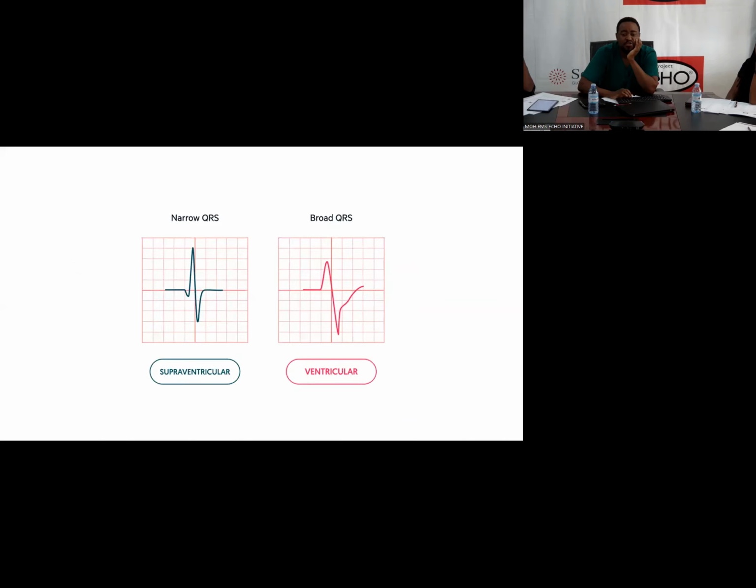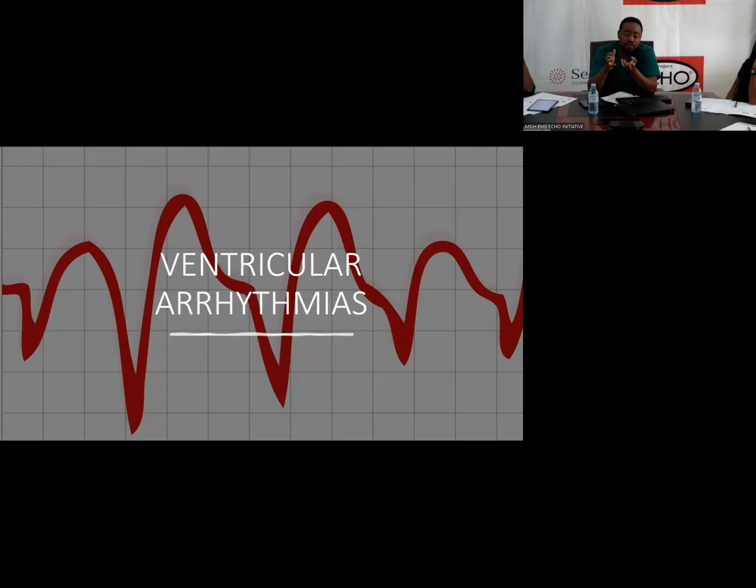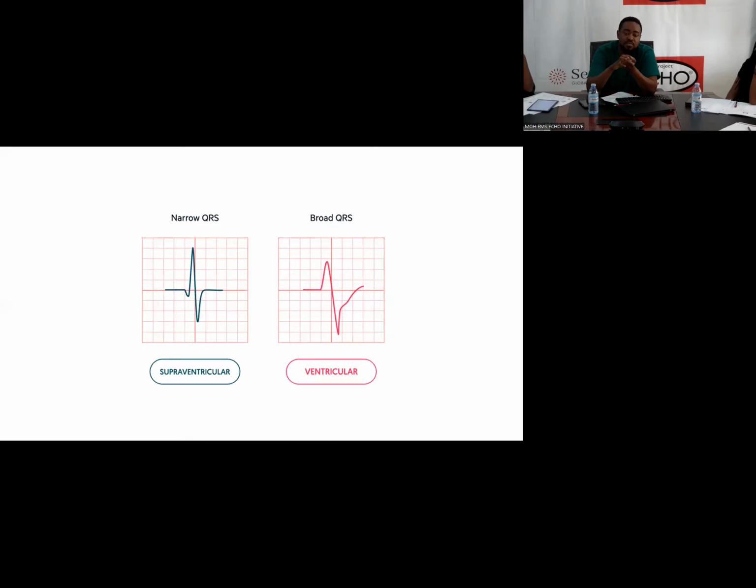So as I conclude, I'm going to talk about ventricular arrhythmias as well. The distinguishing factor is the point of origin of the arrhythmias. For the supraventricular, I say they're arising from anywhere above the ventricles, either the AV node or the atria. And for the ventricular arrhythmias, they're arising from within the ventricles.